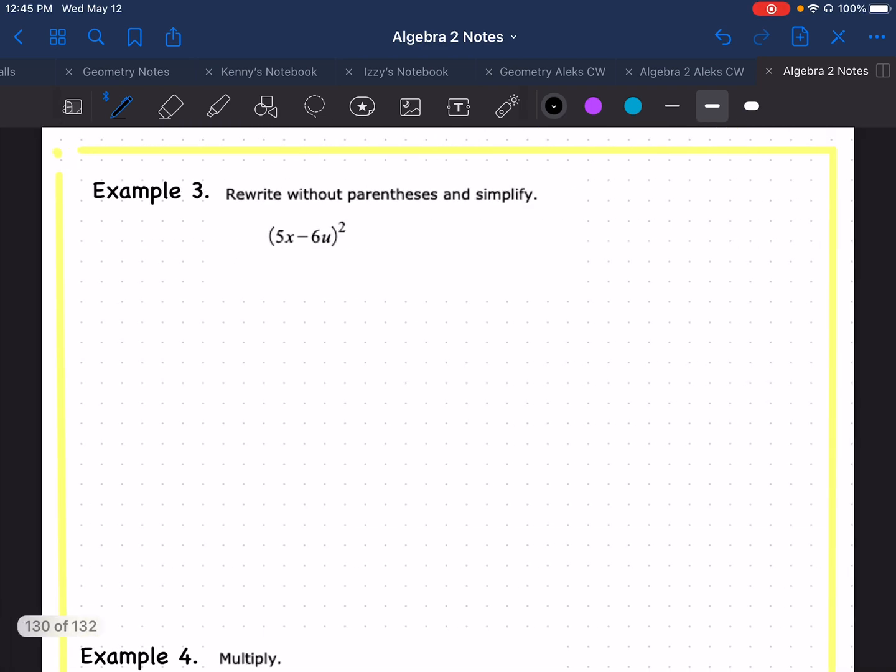Now we're going to move into when I have a longer polynomial. Example number 3 is asking us to rewrite without parentheses and simplify. You need to be careful with this one. Whenever you see a parenthesis that is raised to the second power, what's really going on here is you have 2 of that parenthesis, okay?